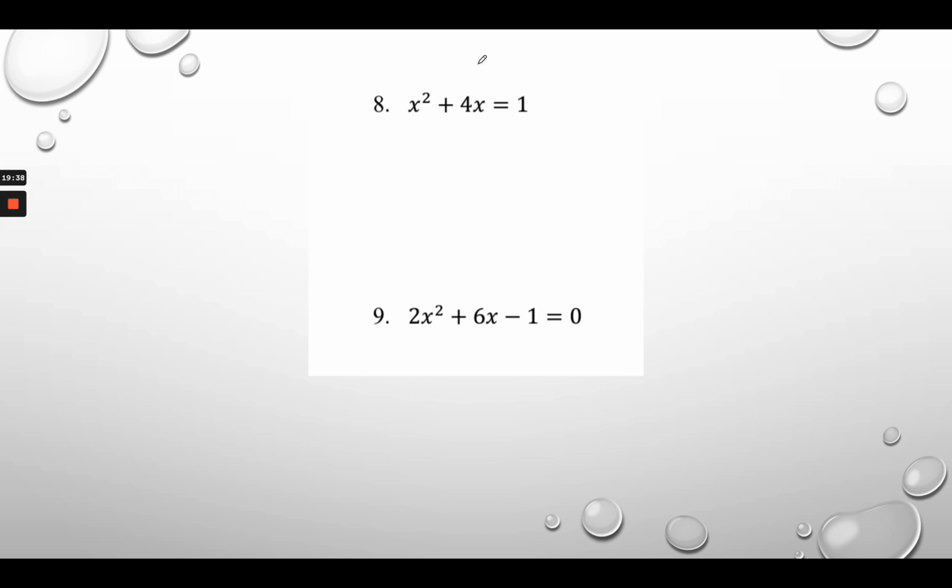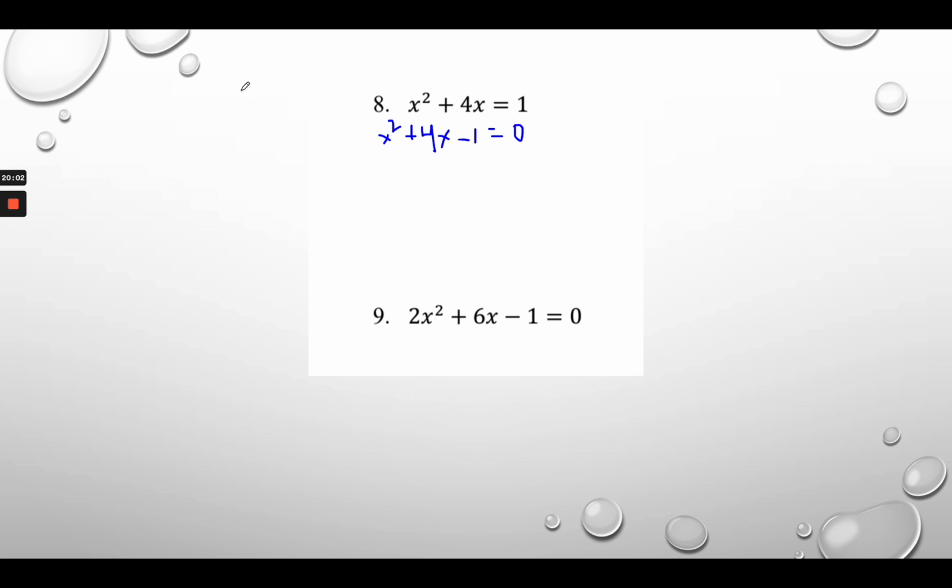We'll just do this one up here, okay, number 8. So first thing I need to do is I need to get one side equal to 0. So to do that, I'm going to have x squared plus 4x. To move this positive one over, I subtract 1 from both sides. So if I do that, then this side would equal 0.